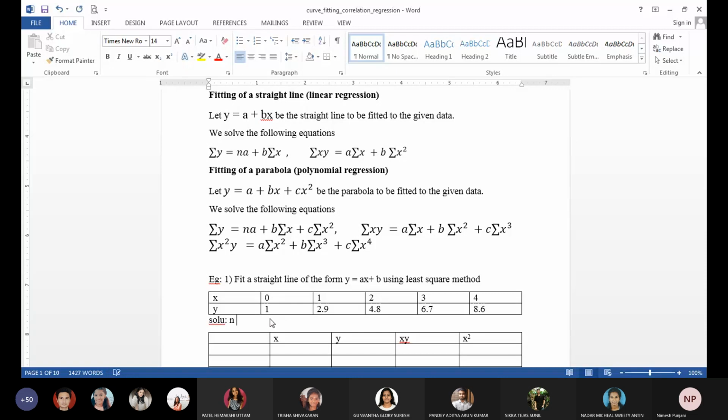So first of all, what is the value of n? n means how many observations are given. How many values of x and y are given? 5. So here my n will be 5. That will be the number of observations.